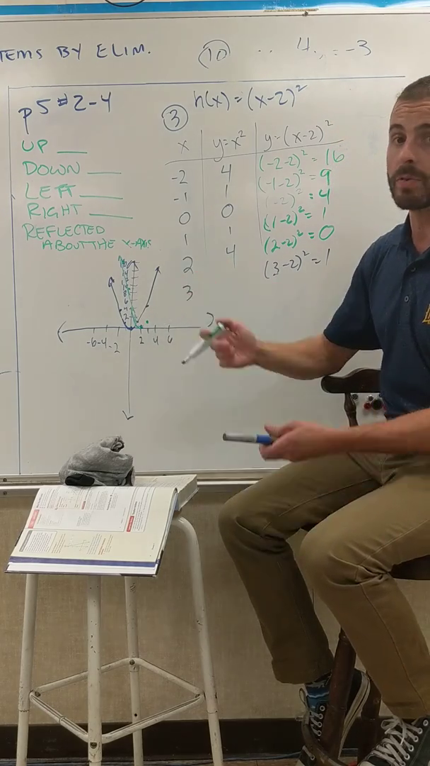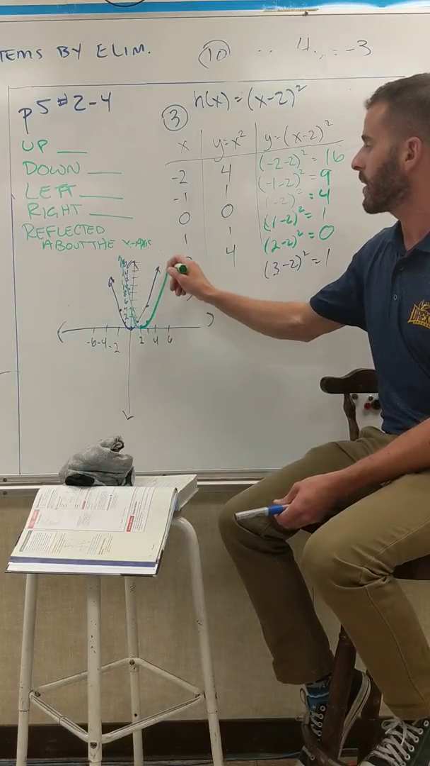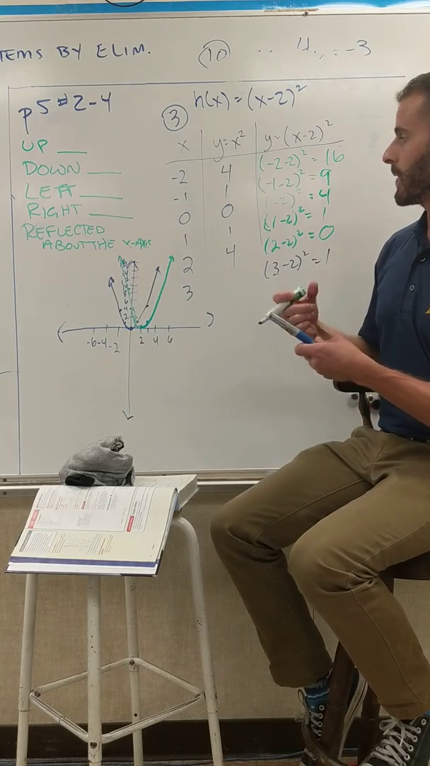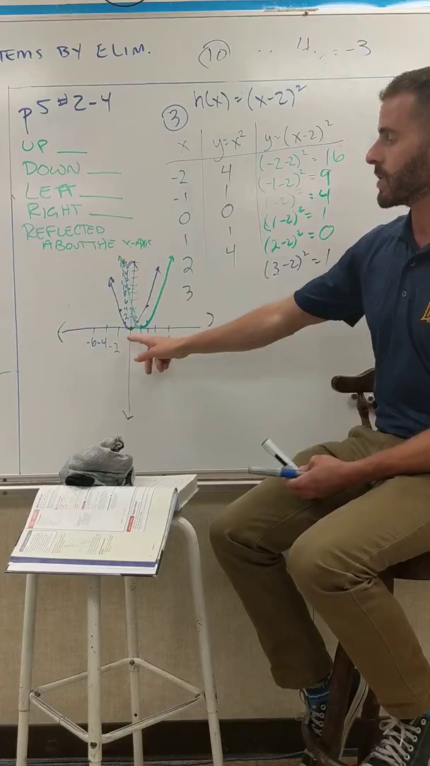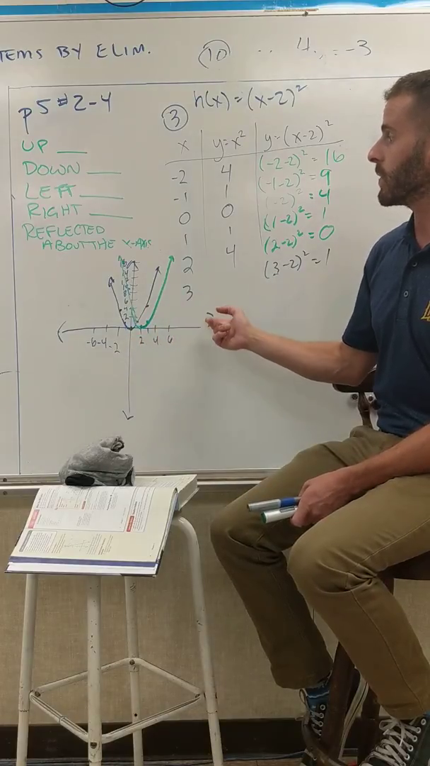And if you remember about parabolas from Algebra 1, they're symmetrical. So now that I know I'm bouncing back up, I'm going to assume the rest of the parabola looks like that. Be as neat as possible. All right, so I have my parent function in blue, my new function in green. What does it look like it's doing?